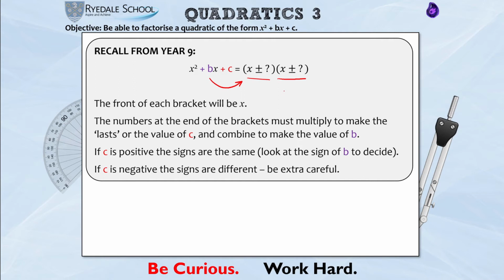And what we spotted there in Year 9 is if C was a positive number, the signs had to be the same. And then you could look at what sign B was to work out, are they both pluses or are they both negative signs? And if C was a negative number, the only way that would arise is from a positive number multiplied by a negative number. So if c was negative, we had a combination of one plus sign and the other one being a negative sign. And it's in that situation you have to be really careful that you get it the right way around.